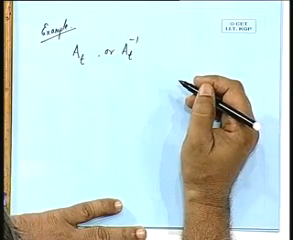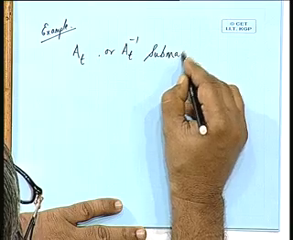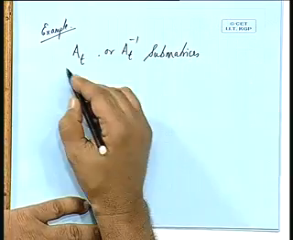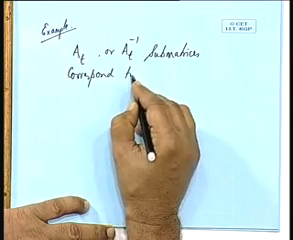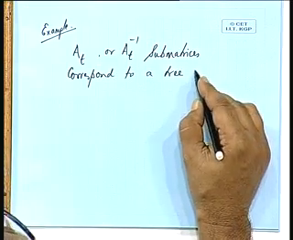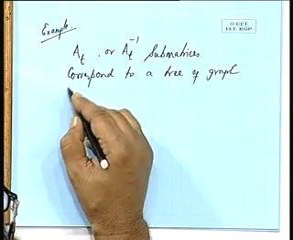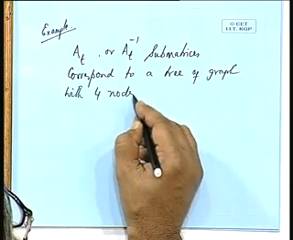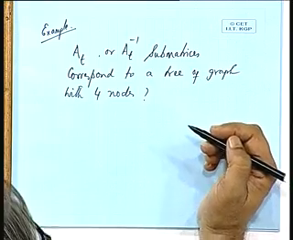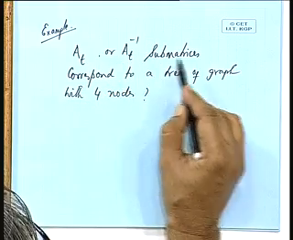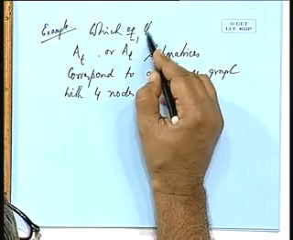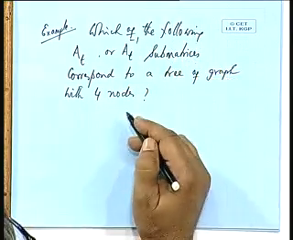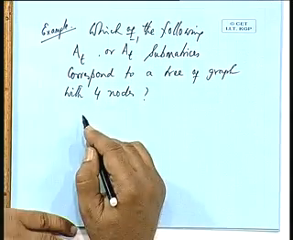Okay. We are given an interesting problem. Take up now. Which of the following AT or AT inverse submatrices correspond to a tree of a network, a tree of a graph with 4 nodes. Do you understand the question? Which of the following AT or AT inverse submatrices correspond to a tree of a graph with 4 nodes.